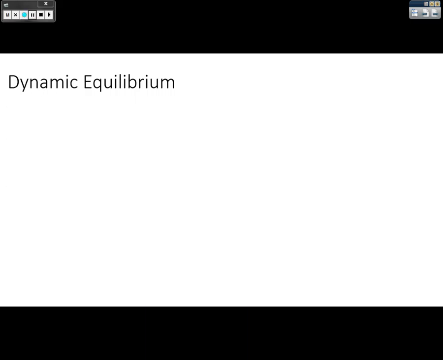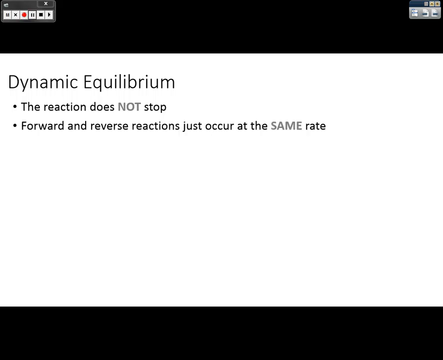So I've got kind of a fun example of what you can think of, because sometimes it's hard to visualize it like that. So the key thing is that in dynamic equilibrium, the reaction does not stop. The forward reactions and reverse reactions are just now occurring at the same rate.